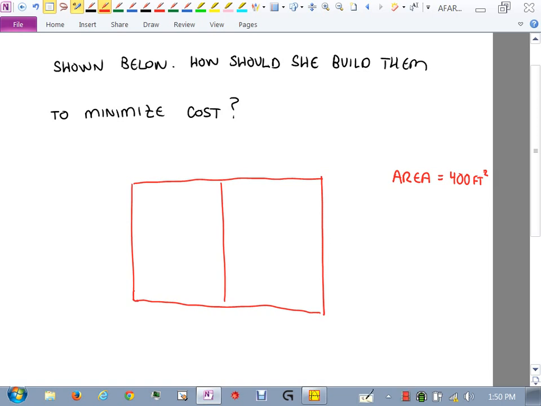But here's where things get interesting. When the farmer builds the pens, this wall and this wall are going to be made out of a metal fencing material, right? Some sort of metal fencing material. And this metal fence costs $30 per linear foot.